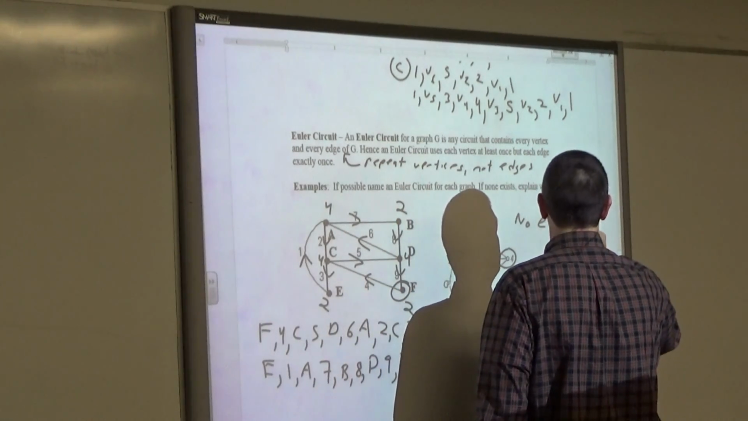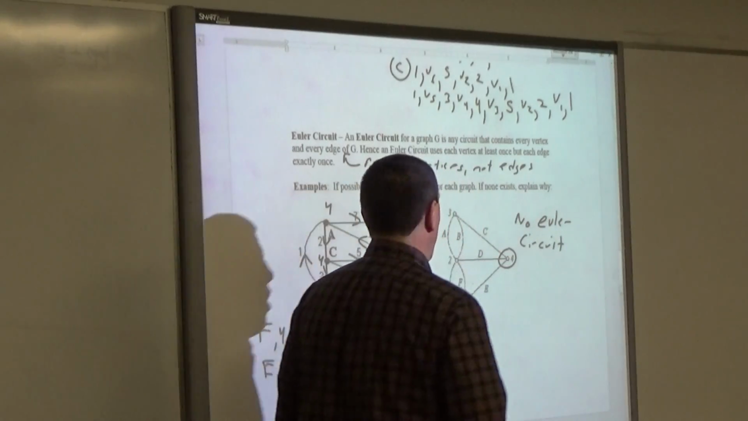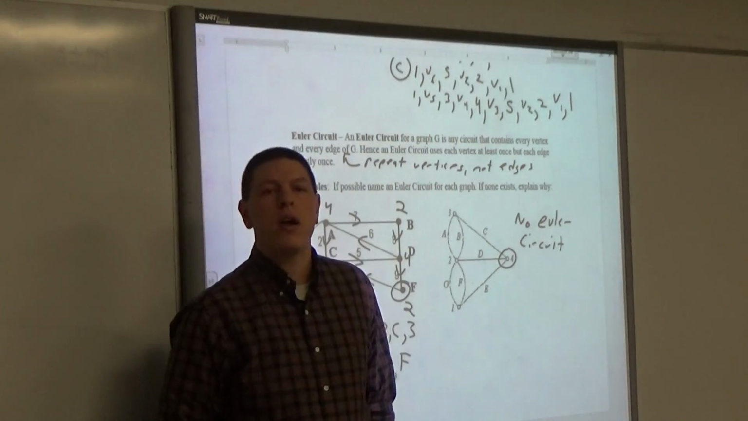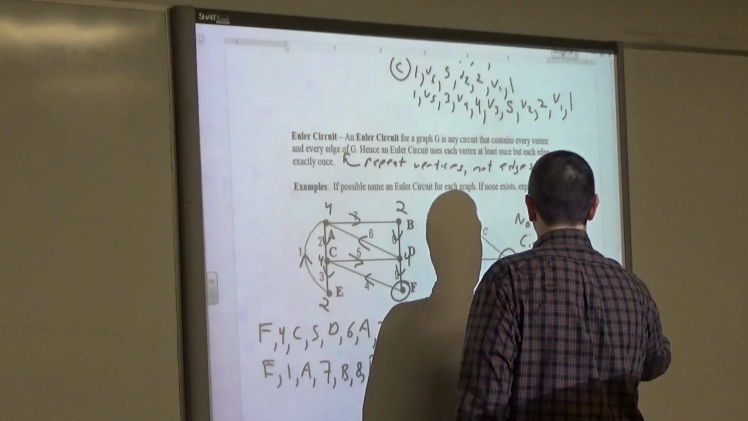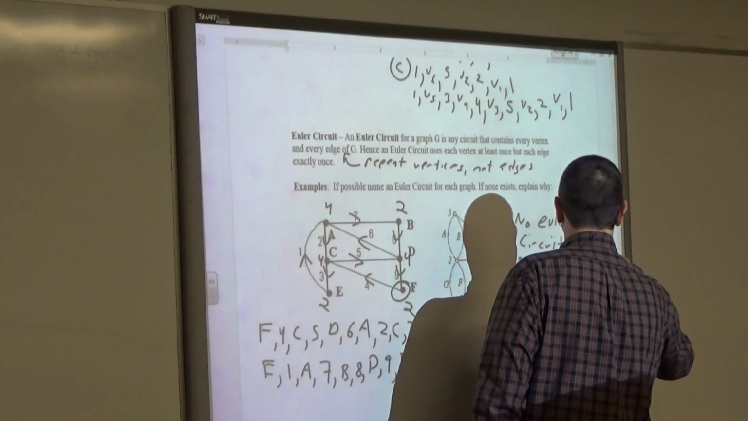It has circuits, but it does not have an Euler circuit. Just as an example as to why, we could say that vertex 4 has degree 3, so the degree of 4 is equal to 3, which is odd.